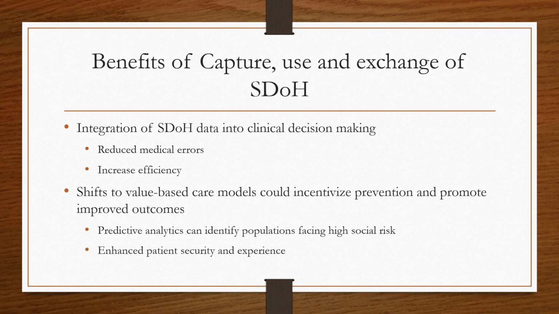Since we've reviewed some of the social determinants of health, let's talk about some of the benefits of the capture, the use, and exchange of that information. The integration of social determinants of health into clinical decision-making can help reduce medical errors and increase efficiency. Shifts to value-based care models could incentivize prevention and promote improved outcomes. Predictive analytics can identify populations facing high social risk and enhance patient security and experience.